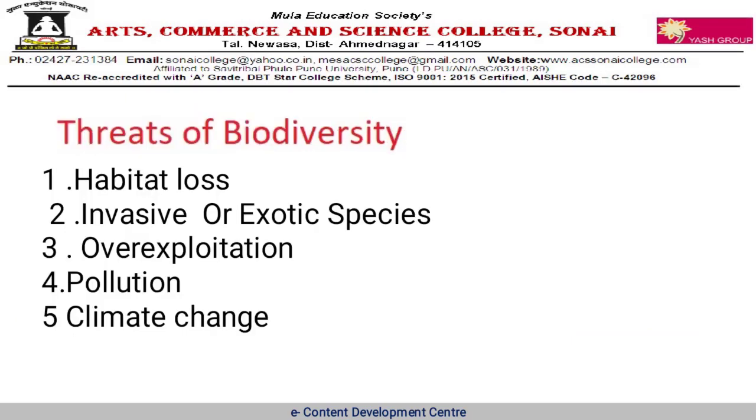First, we discuss the definition of biodiversity. Biodiversity refers to the sum total of all the variety and variability of life in a definite area. It means biodiversity is the variety of life present in a particular or definite area. This is known as biodiversity.